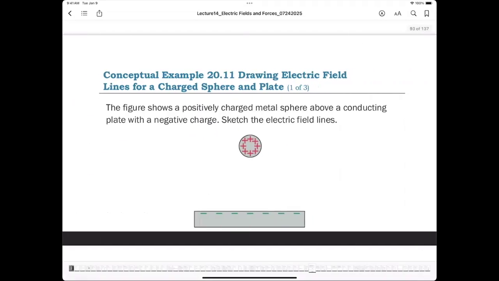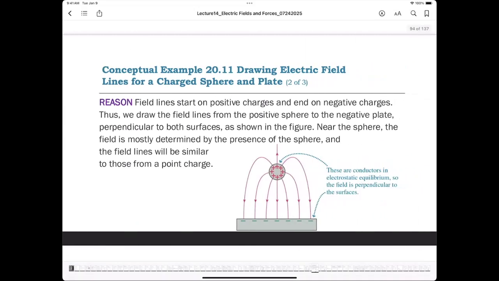Okay, let's check a conceptual example. Example 20.11, drawing electric field lines for a charged sphere and a plate. This figure shows a positively charged metal sphere above a conducting plate with a negative charge. Sketch the electric field and the field lines. I think this one is not difficult for you, am I right?